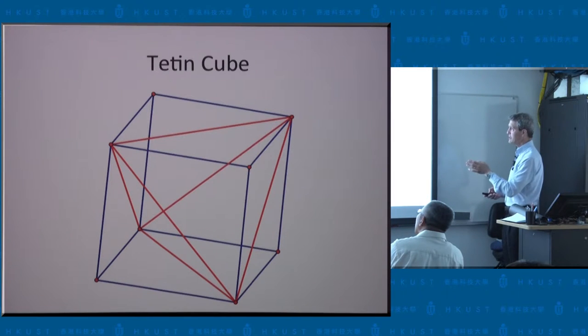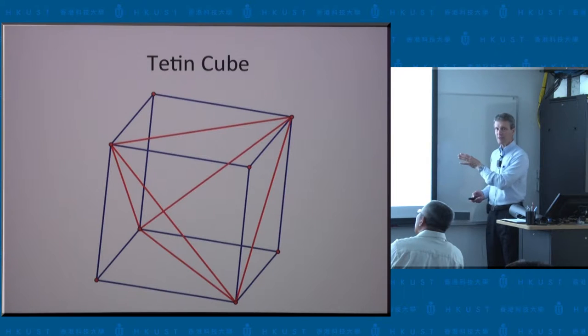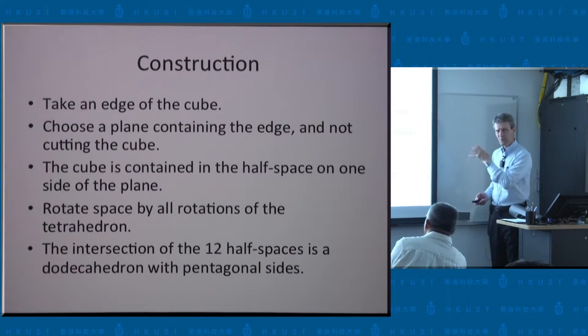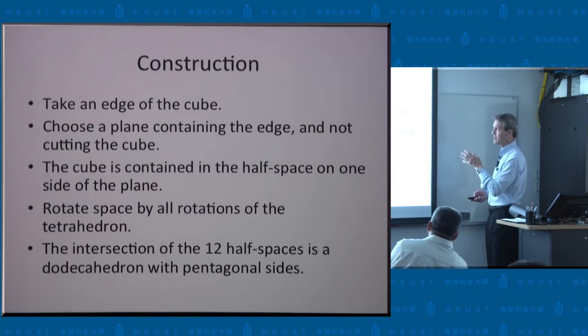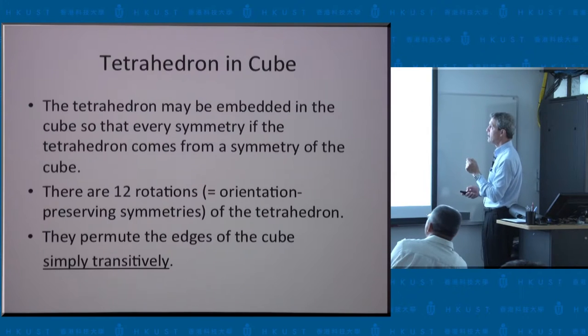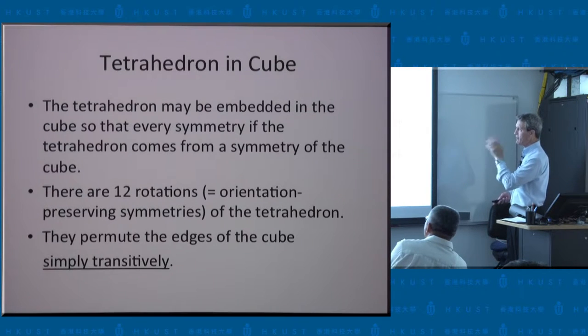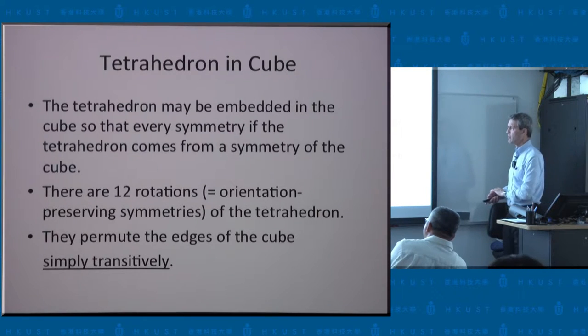And this is quite a remarkable fact, and this can only happen in 3 dimensions. This is something that's very special about 3 dimensions. So the tetrahedron can be embedded in the cube, and when we do that, you can see that every symmetry of the tetrahedron extends to a symmetry of the cube. So the full symmetry of the tetrahedron is respected by its being embedded in the cube.